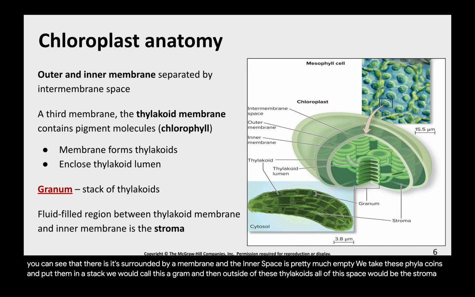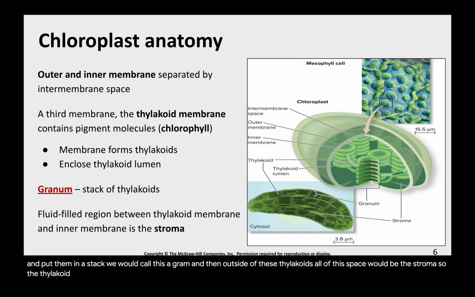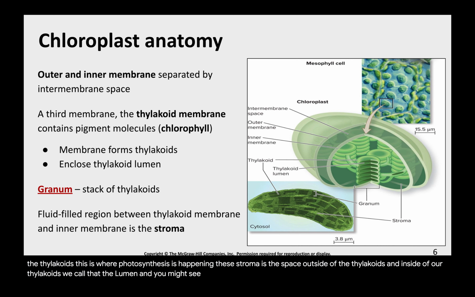So the thylakoids, this is where photosynthesis is happening. The stroma is the space outside of the thylakoids. And inside of our thylakoids, we call that the lumen. And you might see those words appear several times on the next few slides.